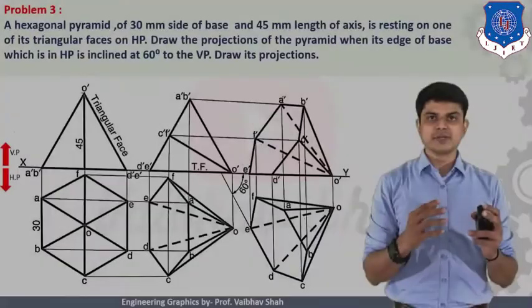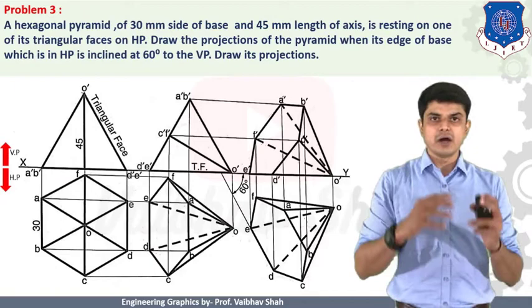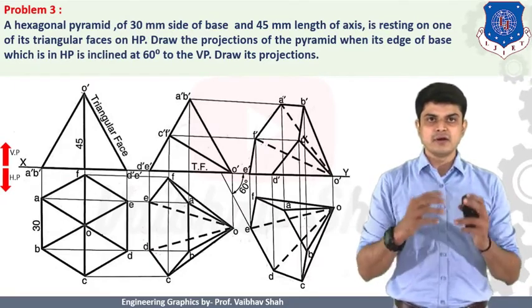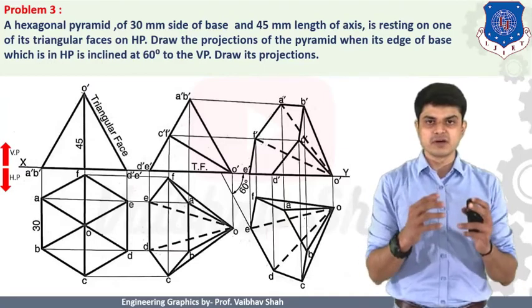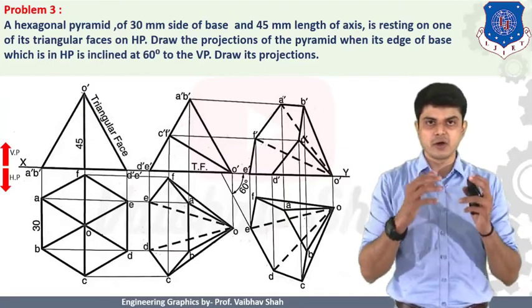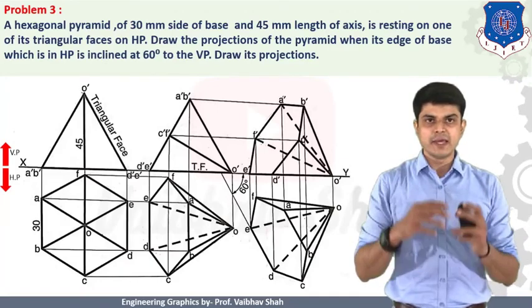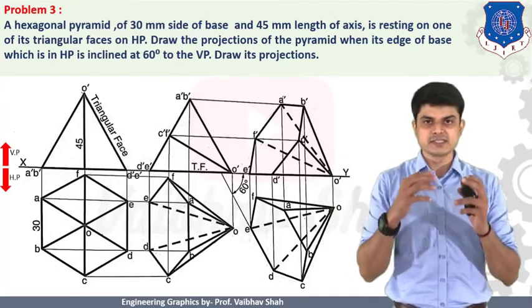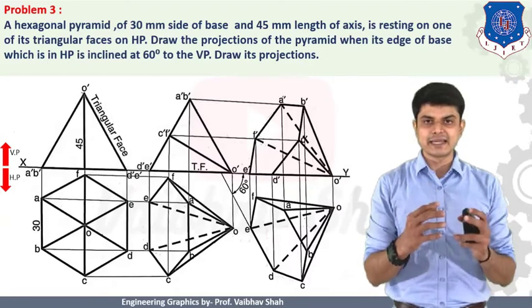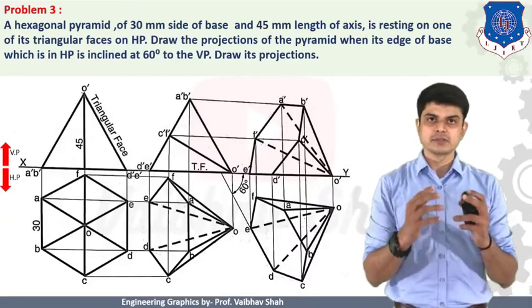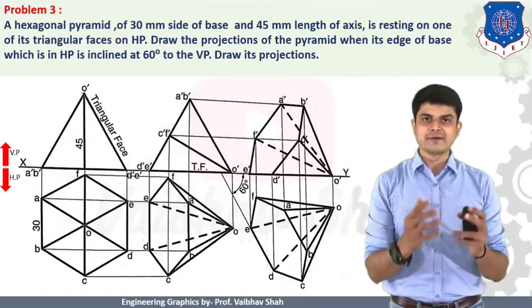Problem number 3. A hexagonal pyramid of 30 mm side of base and 45 mm length of axis is resting on one of its triangular faces on HP. Draw the projections of the pyramid when the edge of the base, which is on HP, is inclined at 60 degrees to the VP. Draw the projections. Right? So now let us start.